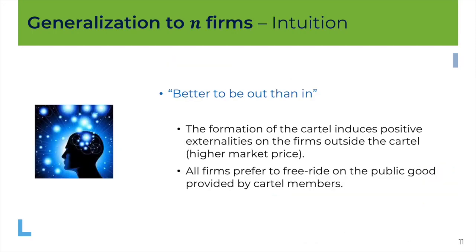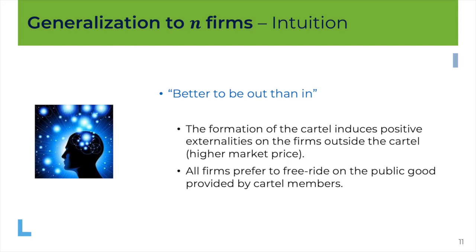What is the main intuition behind this result? Well, it can be summarized by this phrase: it's better to be out than in. Okay, so basically, the outsiders are better off than the insiders. They prefer to stay out. Why? Because they're actually free riders. They benefit without making any effort. They free ride on the effort which is made by the insiders. The insiders, they reduce competition among them by reducing the quantity they put on the market.